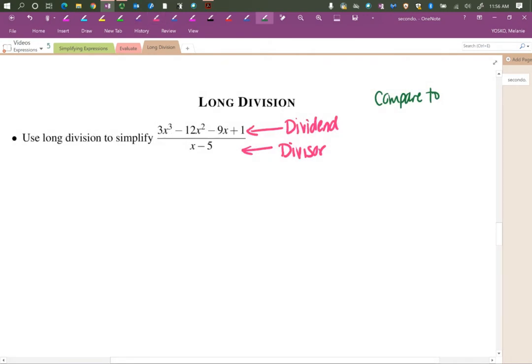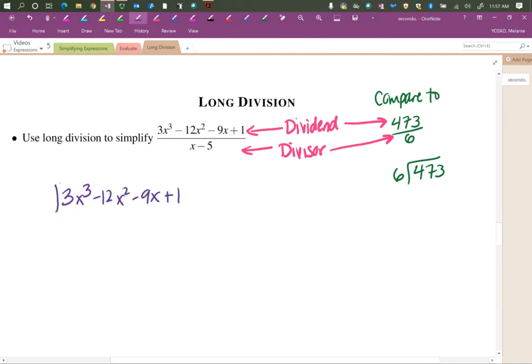But to compare this to a problem that you've done a long time ago, the first time you did long division, you did it with numbers, right? Let's compare it to something like this: 473 divided by 6. When you were doing this a long time ago, you would rewrite it in this form using that notation. So we're going to do exactly the same thing, because look, the 473 is the dividend and the 6 is the divisor. So we can do something similar here. We can take our dividend, 3x cubed minus 12x squared minus 9x plus 1, and divide it by x minus 5, the divisor.